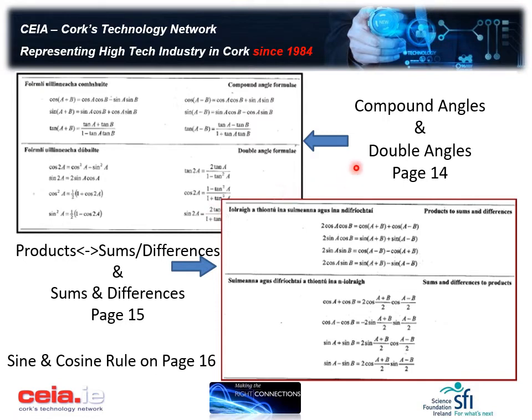So there are two sections on page 14: the compound angles and the double angles equations. You might remember from your junior cert science, a compound is a substance made up of two or more elements, I think, if I remember correctly. So compound angle formulae are made up of two or more angles. We call them A and B, and we can be looking at adding the two angles or subtracting the two angles, but basically what we're talking about is equations which involve two or more angles. That's the compound angle formula.